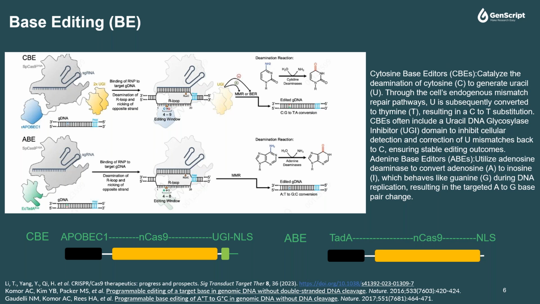Here I put the common fusion protein architecture for CBE and ABE. For CBE, the commonly used cytosine deaminase is APOBEC1. There are also different families of APOBEC, APOBEC2, 3, something like that. And for ABE, the commonly used adenosine deaminase is TadA. I also got some requirements to screen different deaminases to create or to evolve better base editing efficiency.